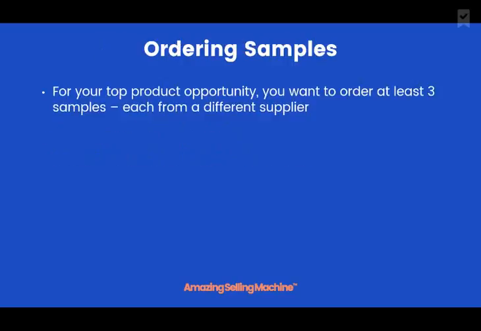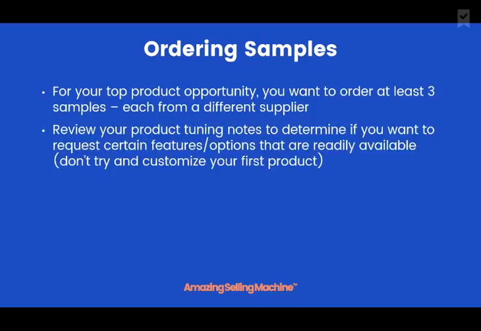By now, you should be down to your one single product opportunity. And for that one product, we'll want to order at least 3 samples, and each sample should be from a different supplier. Now would be a good time to review your product tuning notes to see if there might be any features or options that are readily available from the supplier that you'd want included with the sample.